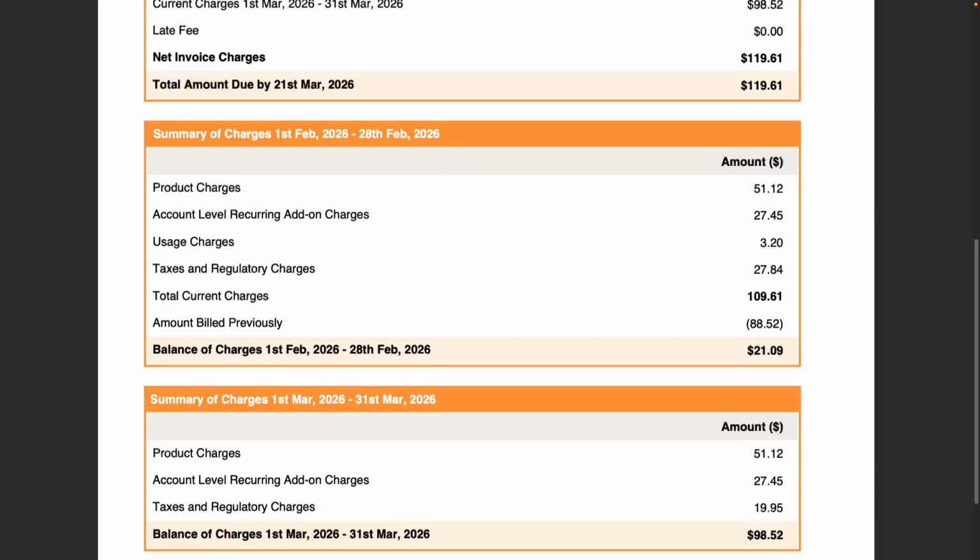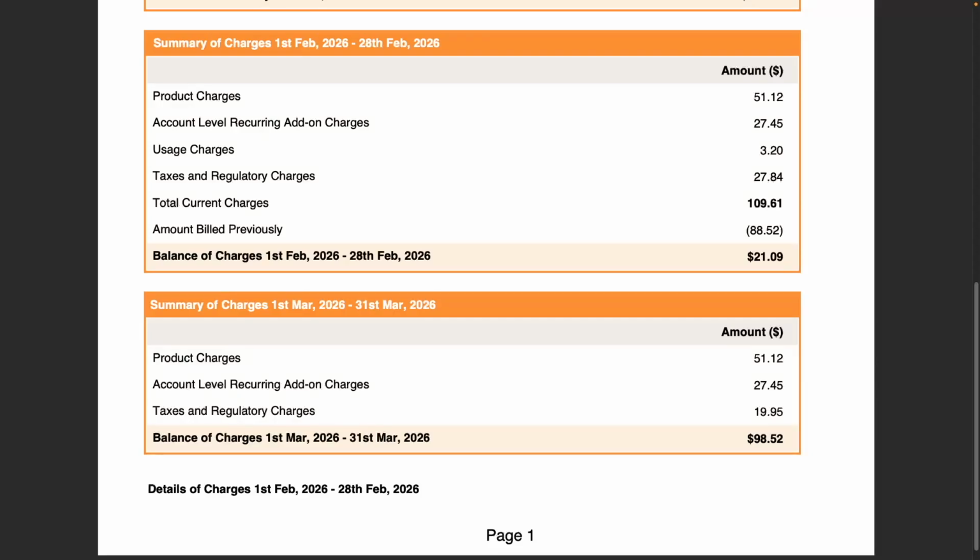Now, this means 88.52 was already billed on a prior invoice. That's why the remaining balance of charges for February is only 21.09. Now, this is the part clients often miss, and it's the reason the invoice can look higher at first glance than what is actually still owed for that month.